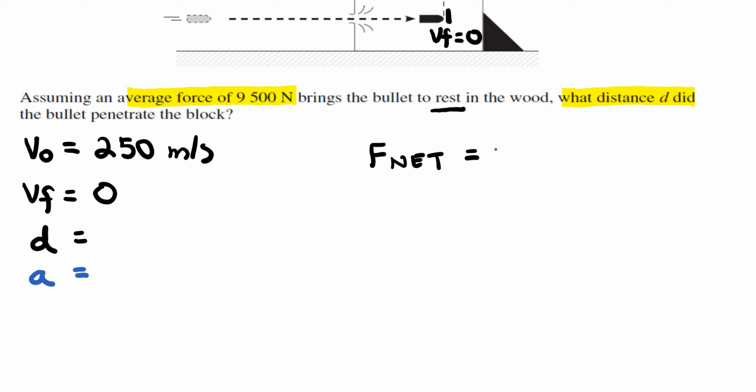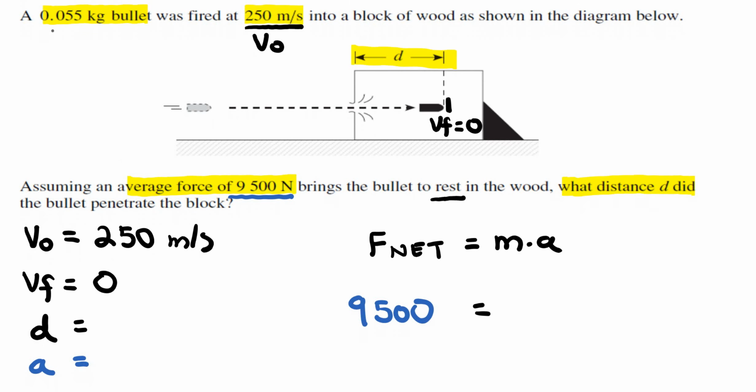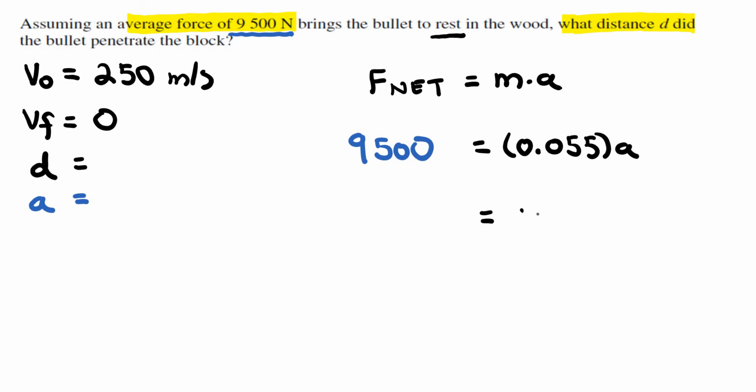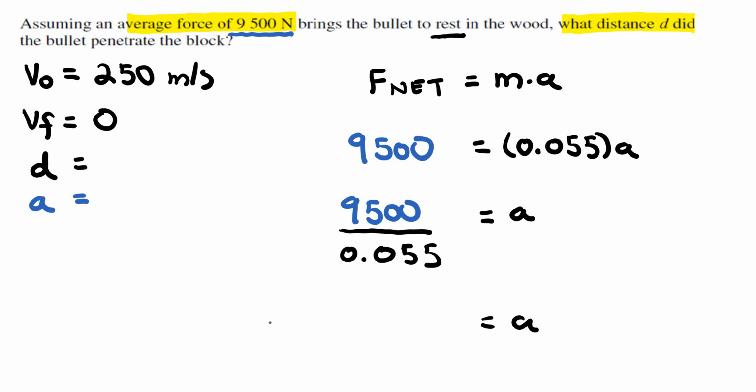Using Newton's second law here, we say mass times acceleration equals force. We know that the force here is 9,500, so 9,500 equals the mass. Now the mass of the bullet is 0.055, and then we can solve for the acceleration. So the acceleration is essentially going to be 9,500 divided by 0.055. And if we do the math on this, this will actually give us a very big number.